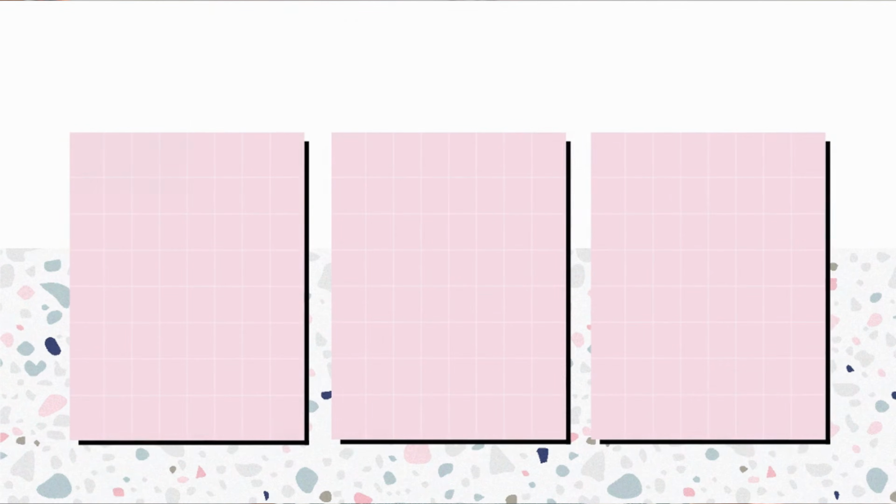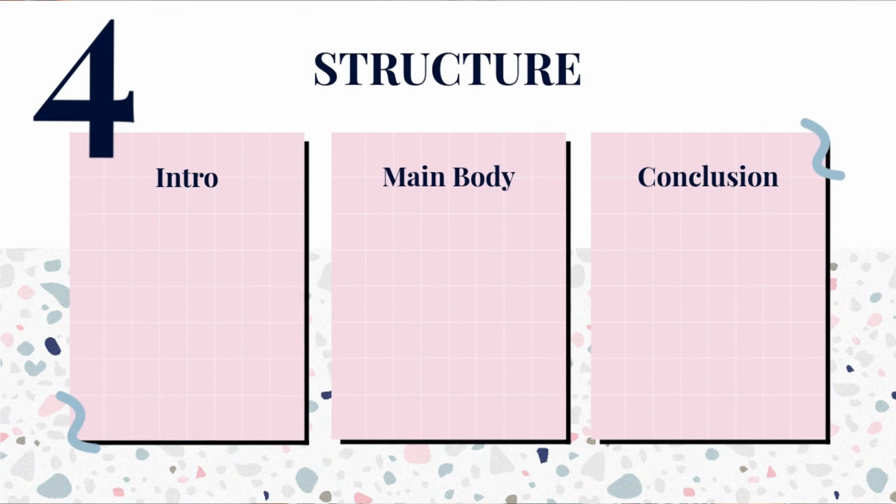So now let's talk about the general structure of our essay. How many parts does it need to have? Mainly it has 3 parts: the introduction paragraph, the main body paragraph or paragraphs, and the final paragraph, which is the conclusion. Let's see each one bit by bit. Let's begin with the introduction.